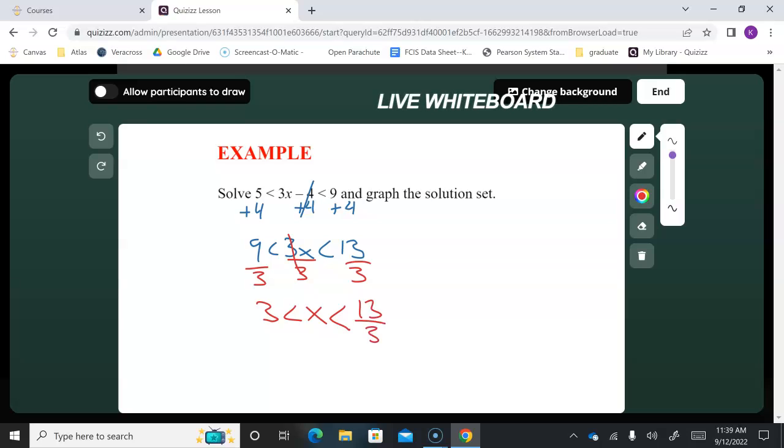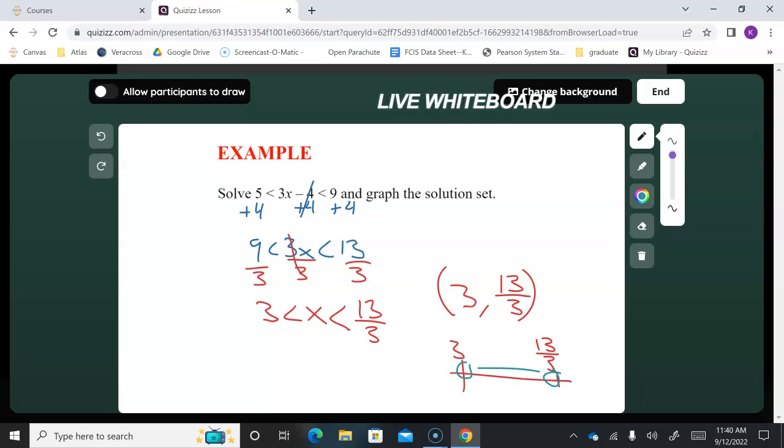3 is less than x is less than... Okay, leave it as a fraction. If you write it as a decimal, it's going to be repeating, so you can't write it as a decimal. 13 thirds. The interval is 3 to 13 thirds, with parentheses, because it's not or equal to. And then the number line would be the same thing, from 3 to 13 thirds with open circles, shading in the middle.